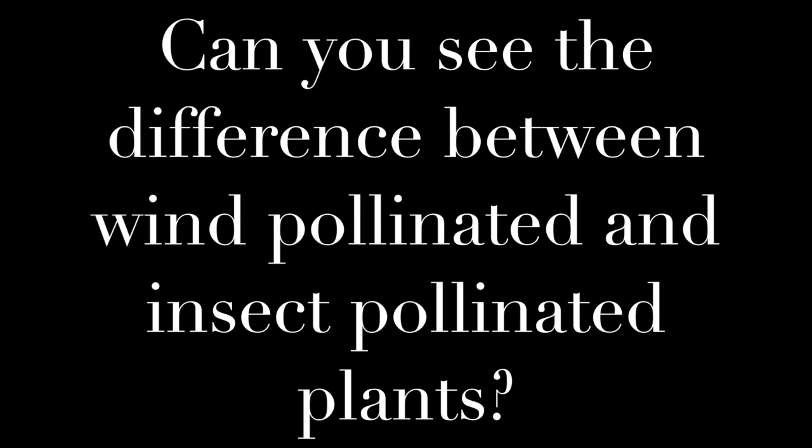For this activity, we sat down with 4 students and asked them questions about the 2 different types of pollination, insect pollination and wind pollination. Our central question was, can you see the difference between wind-pollinated and insect-pollinated plants? The students we interviewed ranged in age from kindergarten to 4th grade.